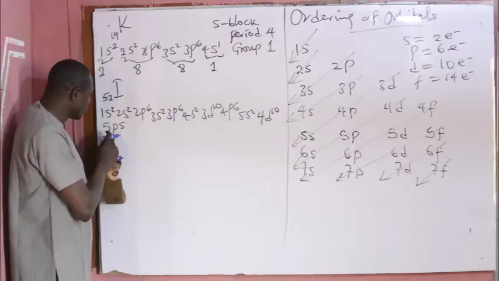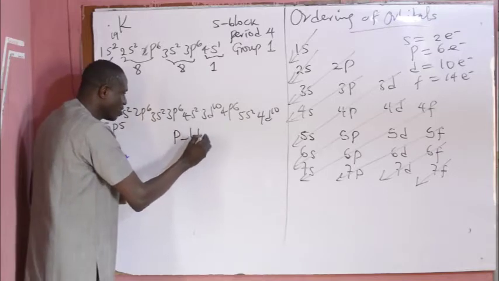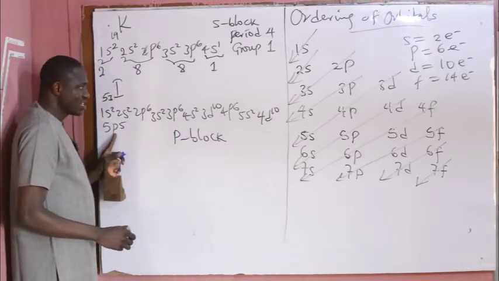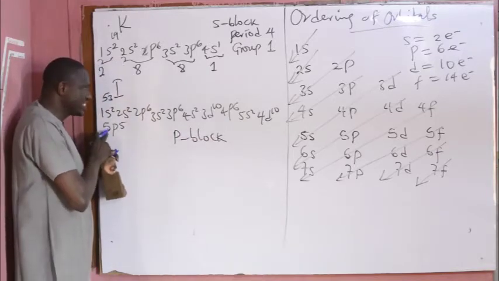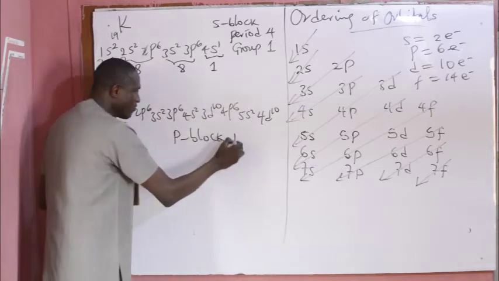So that means iodine belongs to the p block. It's a p block element. What about the period? The highest coefficient here is 5. You also have 5 here. Period 5.